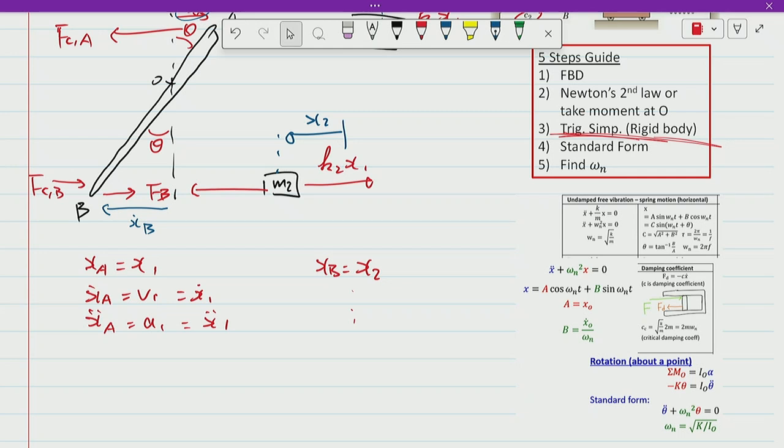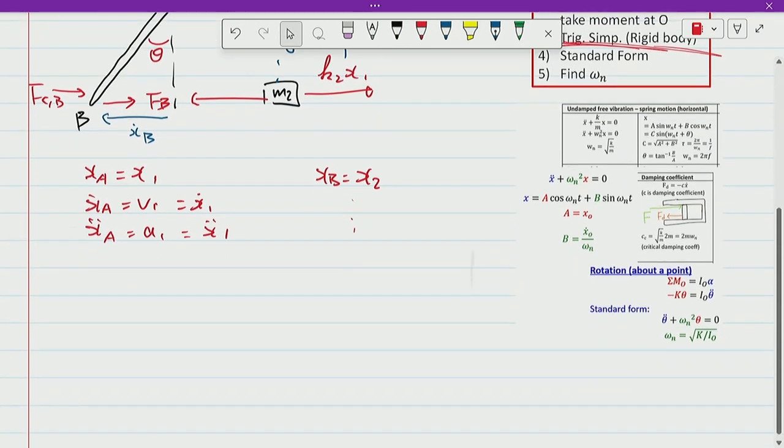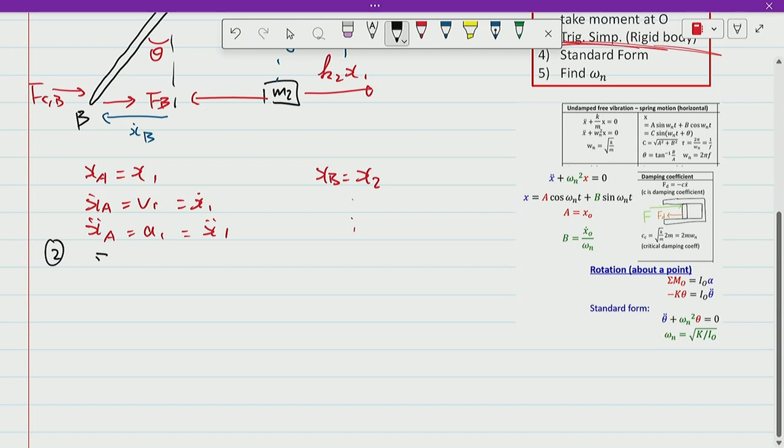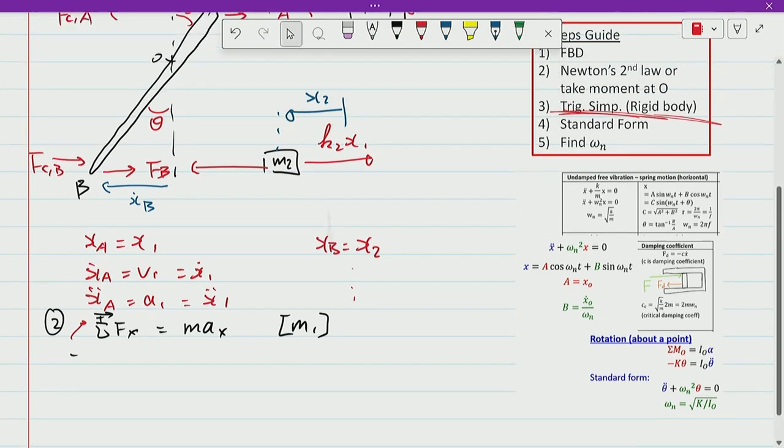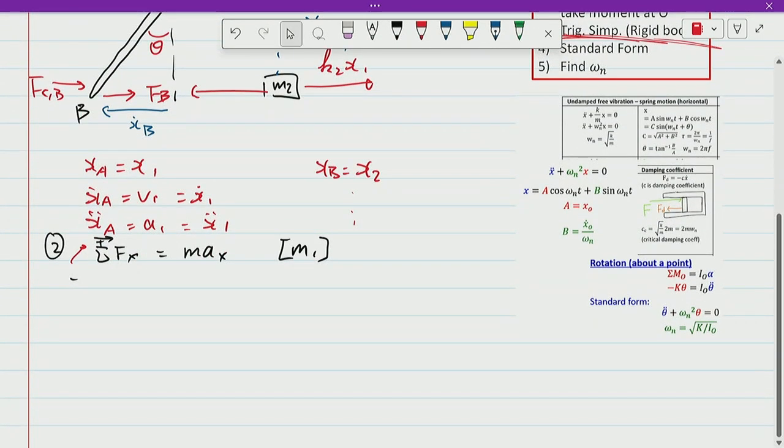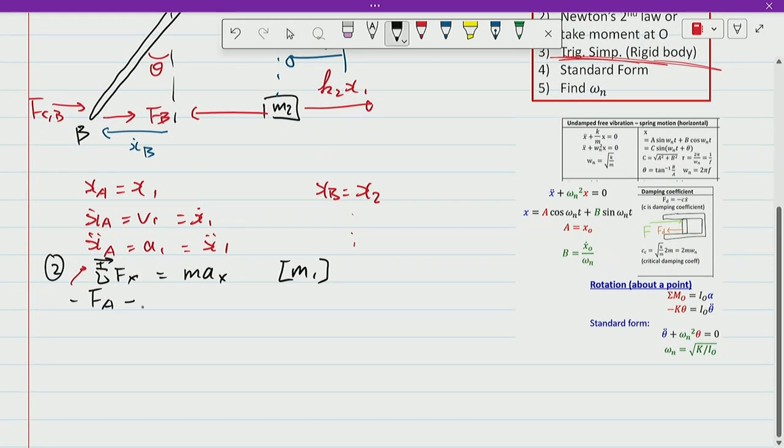Right. Step 2, Newton's second law and moment. So again, start with Newton's second law. We're going to do sum of Fx. Again, it's always a good habit to show the direction of positive when you do Newton's second law. If not for yourself, it also helps the grader. Now we're going to do it for M1 first. So we have our FA towards the left, negative FA. Our spring force is also towards the left, so minus K1 X1 equals M1 X dot dot 1.